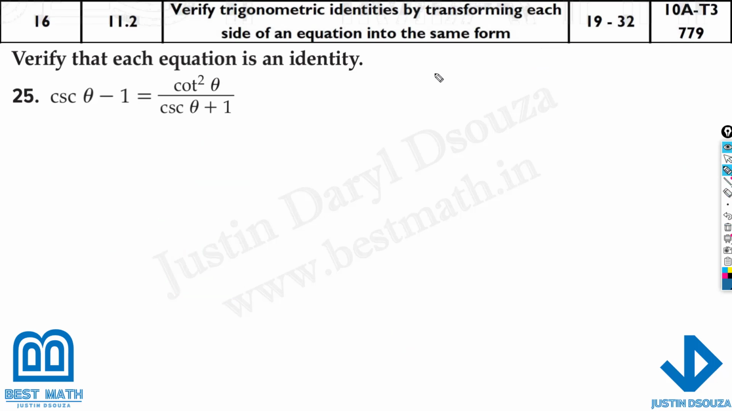25th problem. So after this, there are 7 more to go. Cosecant theta, that means let's get it in terms of sine or cosine. Sorry, it's not cosine, it's cosecant. It's 1 by sine theta minus 1. That is equal to, what is this? It is, cot is cos squared theta by sine squared theta divided by, over here, 1 by sine theta plus 1.